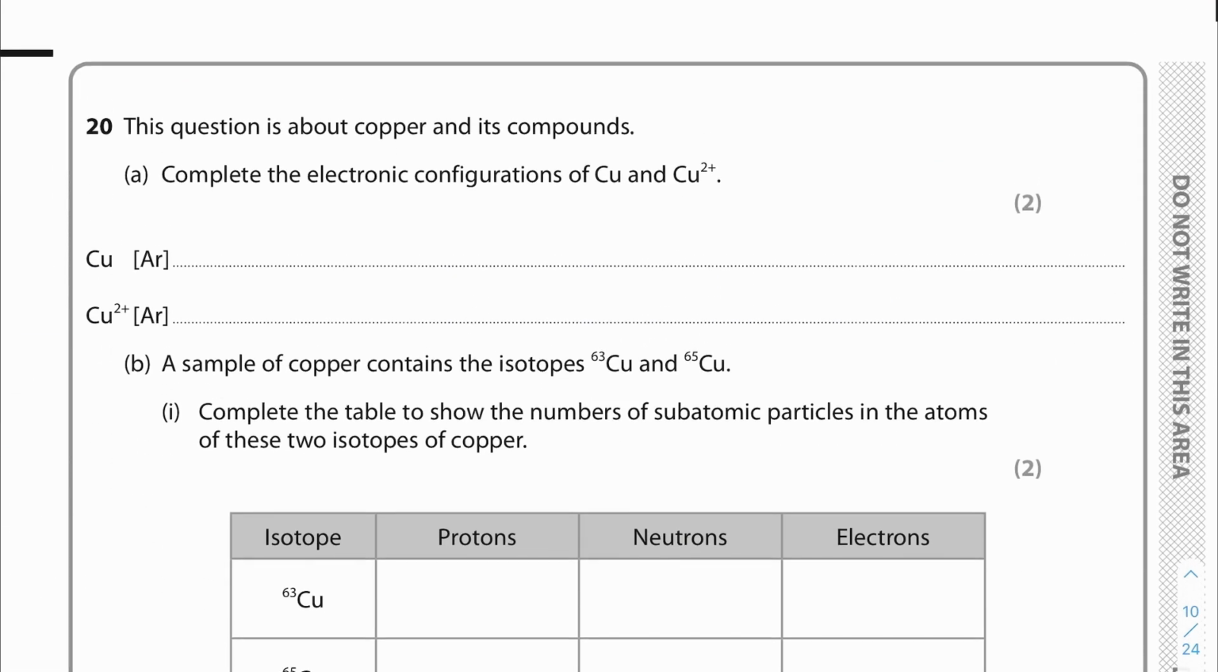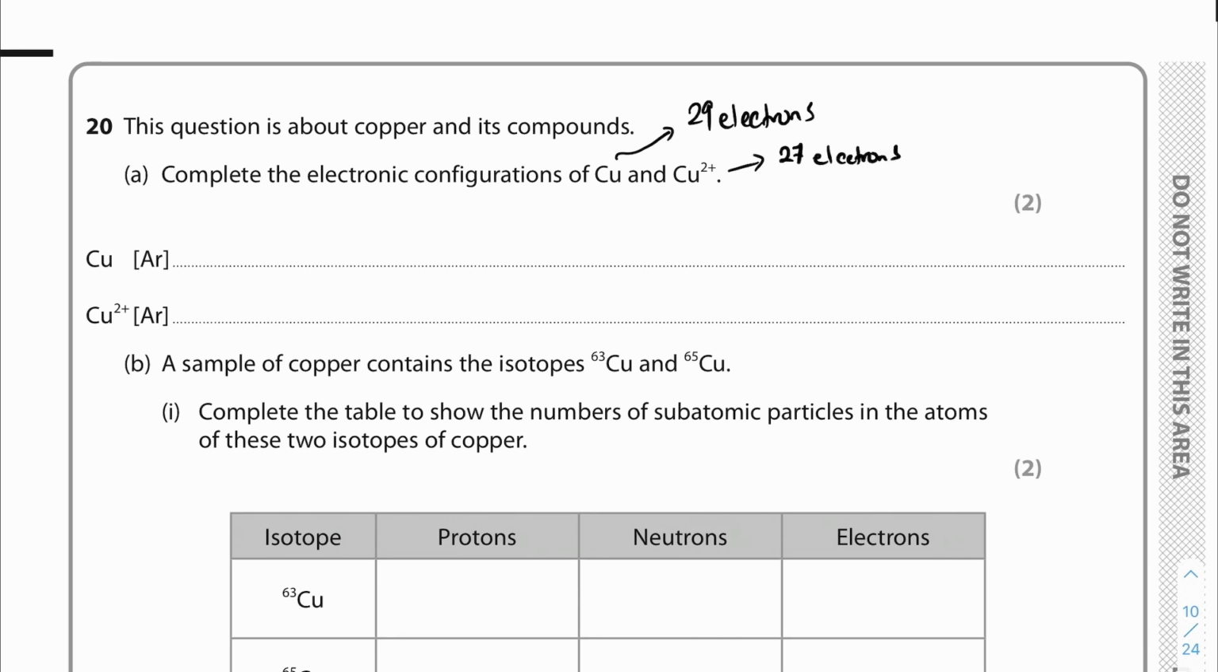20 part A says, this question is about copper and its compounds. Complete the electronic configuration of Cu and Cu2+. So from the periodic table, we know that Cu has how many protons? It has 29 protons, so it should have 29 electrons, right? And Cu2+ should have 2 less because 2 electrons have been removed, so this should have 27 electrons.